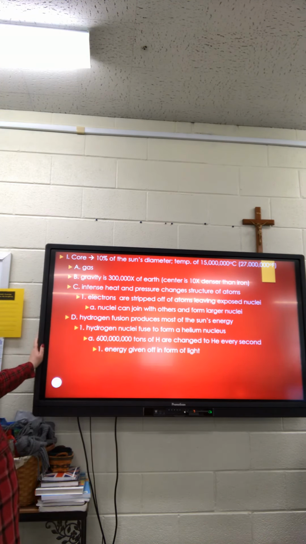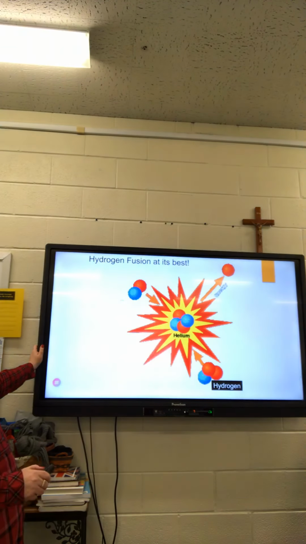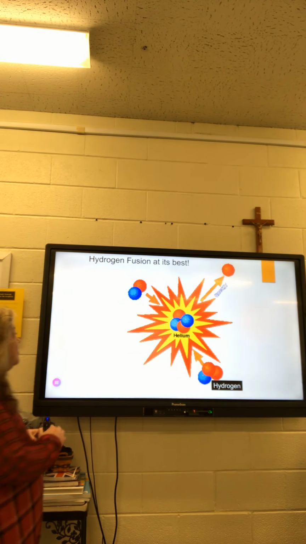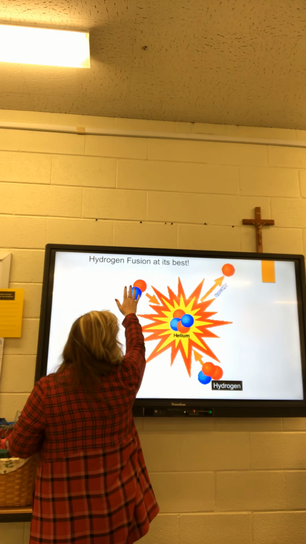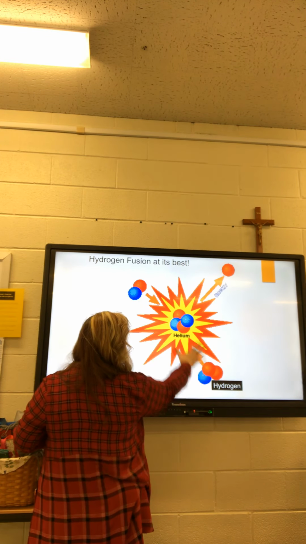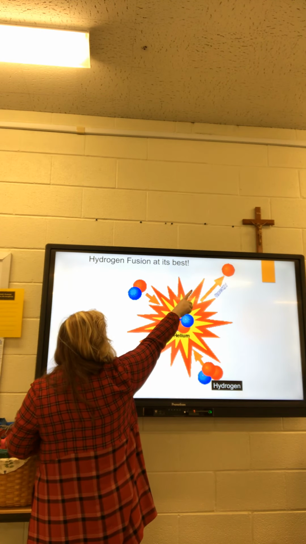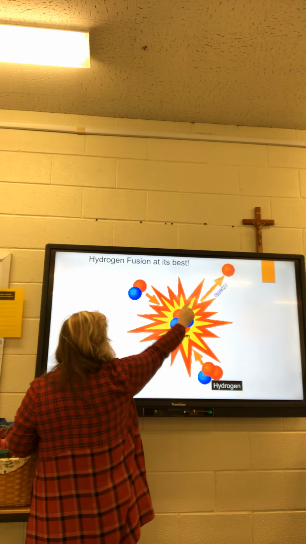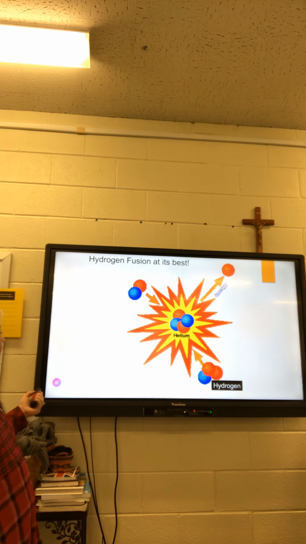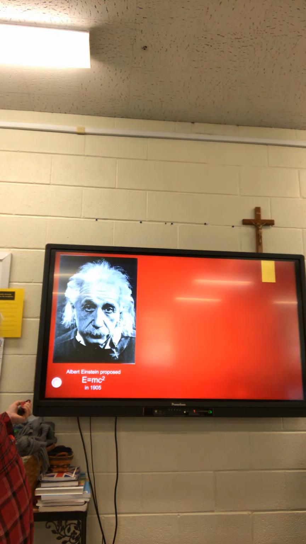Energy is then given off in the form of light. Here is hydrogen fusion at its best, where hydrogen and hydrogen come together to form helium, and they give off energy in the form of light, and they make a helium nucleus. That is awesome!